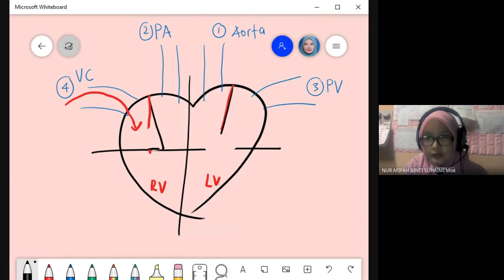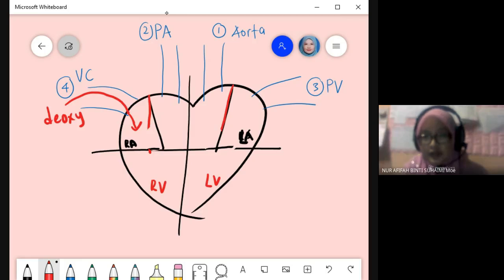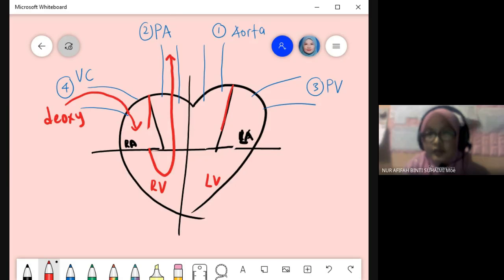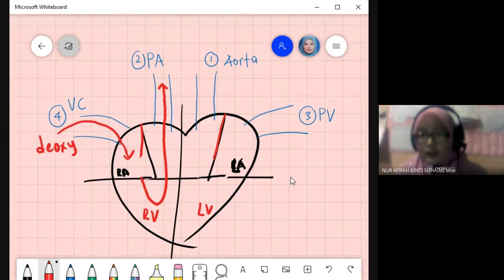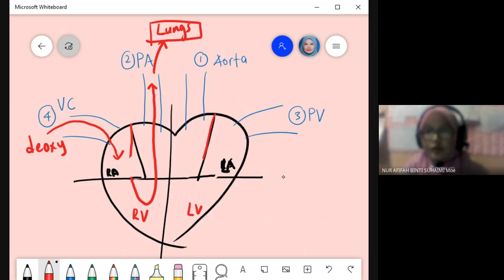Right atrium. Left atrium. Okay, this one right atrium. Alright, deoxygenated blood. Deoxygenated blood enters vena cava into the right atrium and enters the right ventricle. Okay, enter right ventricle. Go through pulmonary artery and go to lungs. From our pulmonary artery go to lungs to get the oxygen.